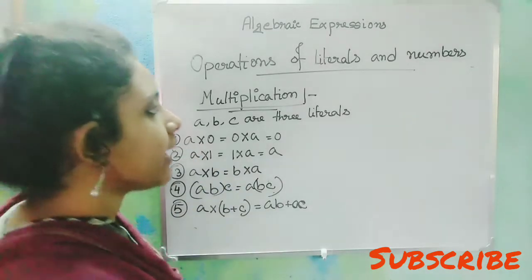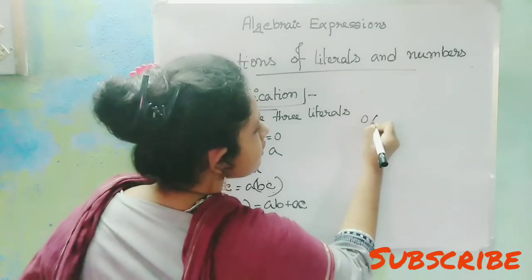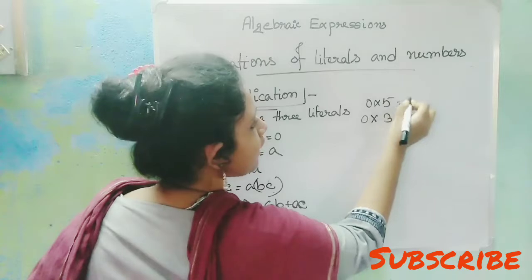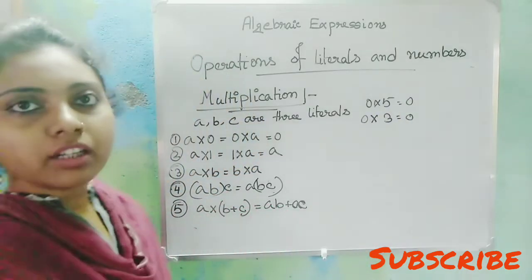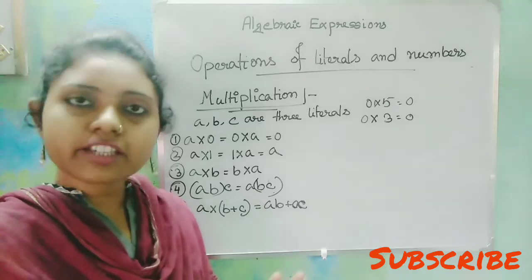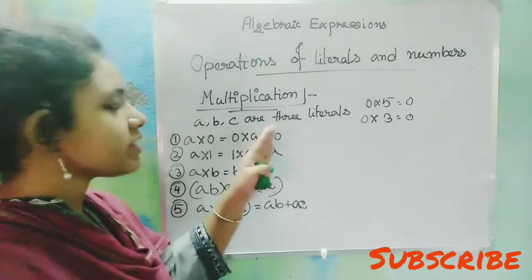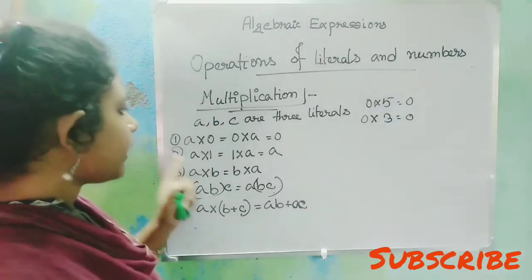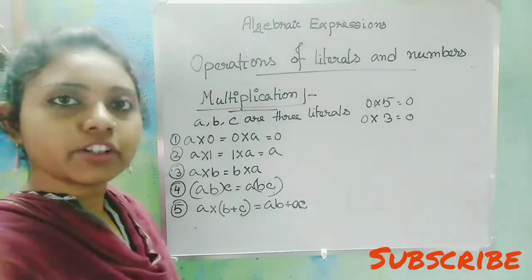We have already known that in arithmetic 0 into any number equal to 0. 0 into 3 is 0, 0 into 5 is 0. So 0 into any number equal to 0. Again in algebra 0 into any literal is also 0. Here A, B, C are three literals, suppose. Next, number 2, a into 1 equal to 1 into a equal to a.